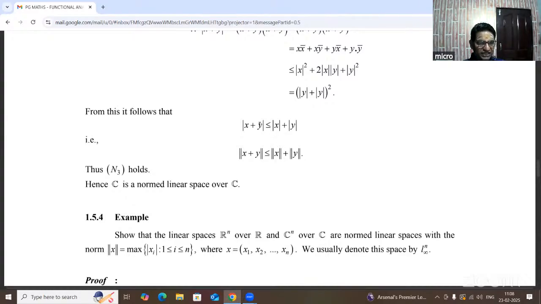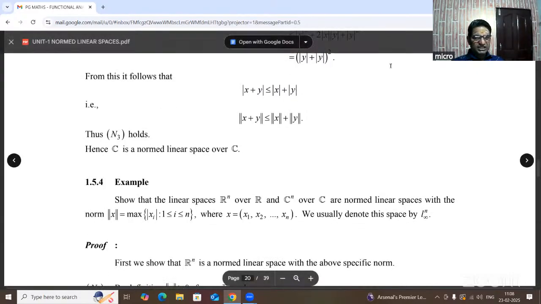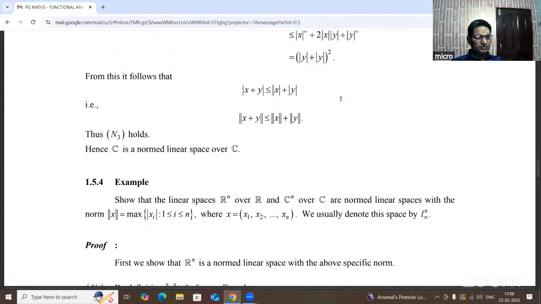And according to the given condition, applying the norm, norm x plus y is less than or equal to norm x plus norm y, replacing mod x by norm x. That is, the N3 condition holds good. In examination, this question is given: prove that script R and script C is a normal linear space over script R and script C.